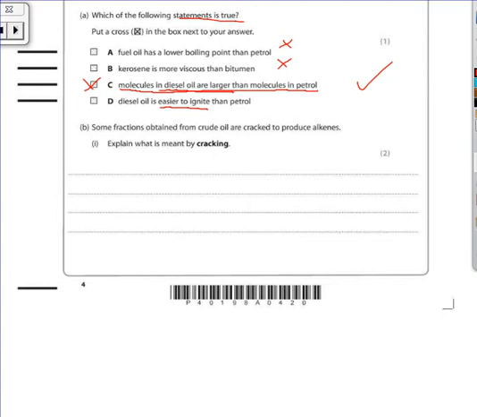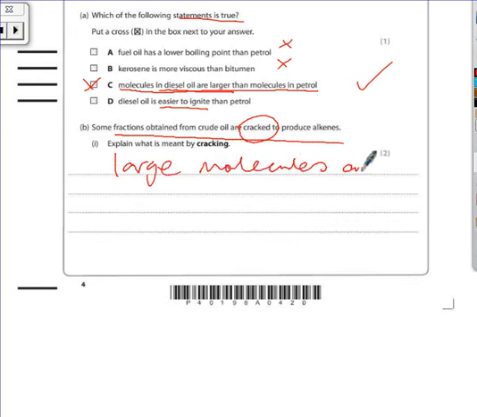Right, can only get easier. Some fractions obtained from crude oil are cracked. Okay, so what does cracking mean? Large molecules are made into smaller ones. Okay, that would get you the 2 marks.